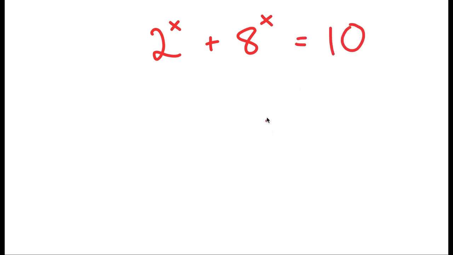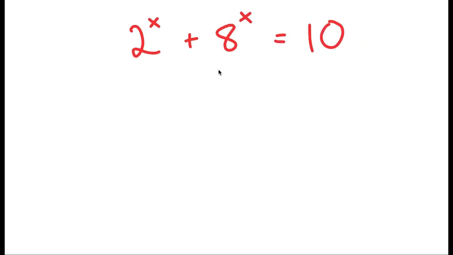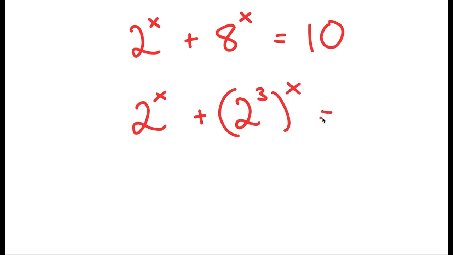Alright, so in this video, I'm going to solve the equation 2^x + 8^x = 10. To solve this, I'm going to first start by rewriting 8 as 2^3. So I get 2^x + (2^3)^x = 10.